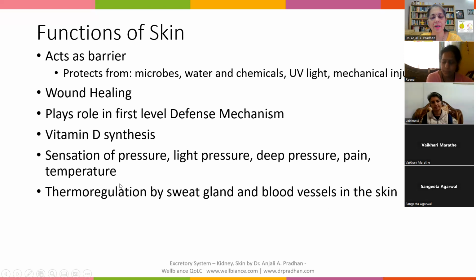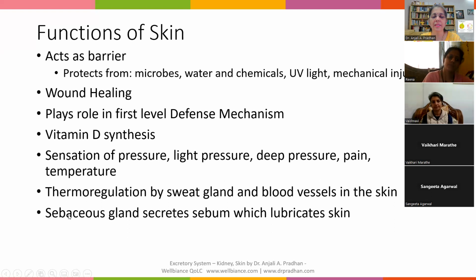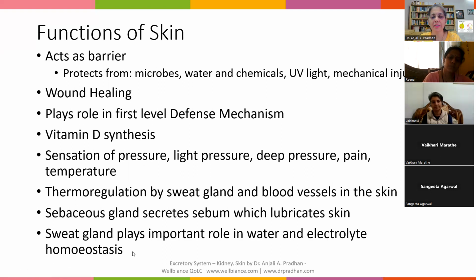Thermoregulation by sweat glands and blood vessels in the skin. During hot weather, blood vessels present in the skin are dilated. And during cold weather, they are contracted. Thus, they help in thermoregulation. Sebaceous gland secretes sebum which lubricates skin. Sweat gland plays an important role in water and electrolyte homeostasis. Excretion of unwanted substances through sweat.